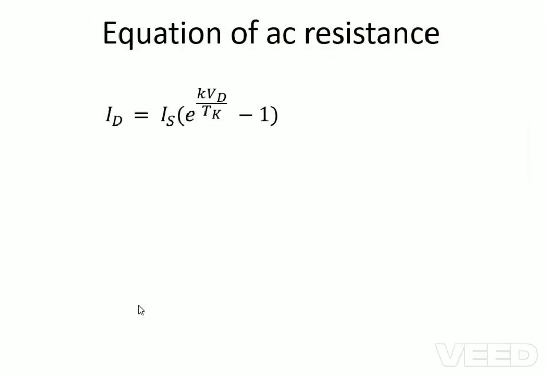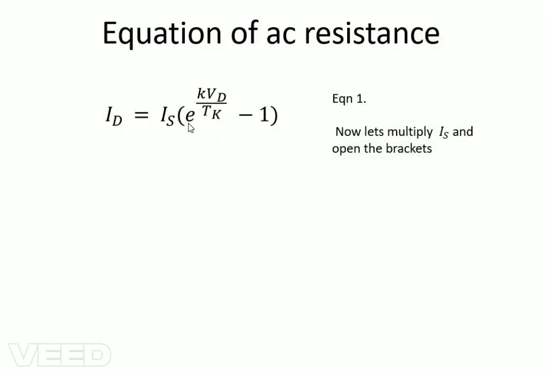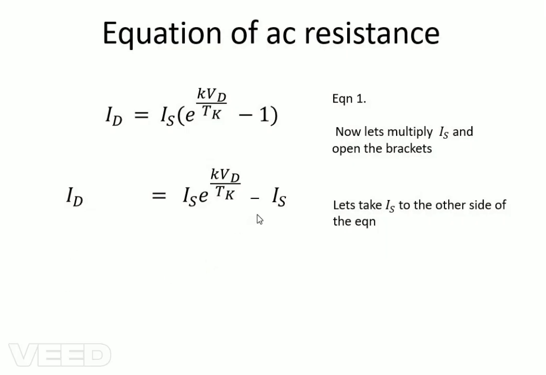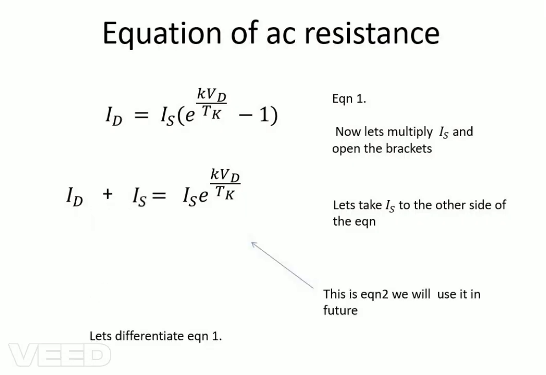The equation of AC resistance can be calculated by using the simple diode equation. We have ID is equal to IS, this thing. Now let's open the bracket and it will be in this form. IS gets multiplied with the exponential term and with 1. Now let's take this IS to the other side, from RHS to the other side here, and keep in mind that this is equation number 2 and we are going to use it in the steps ahead.